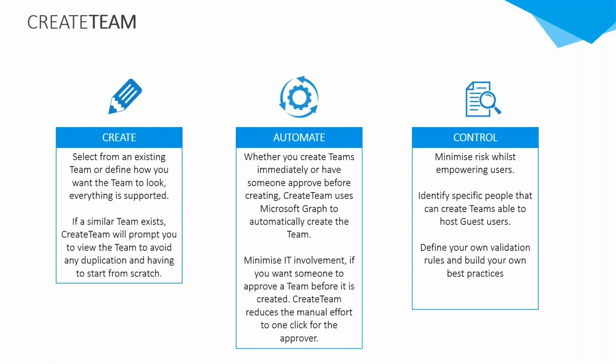CreateTeam uses Microsoft Graph to automatically create the team once all of our validation has been applied. So from the user point of view, they fill out the form and they click create, and then we do all of the rest within Graph. So from a user experience point of view, it's a really powerful tool and a really simple and easy tool to teach people to use. And it's the same for any kind of approval process as well. We still use Graph for that. It's just introducing an approval step in the workflow.